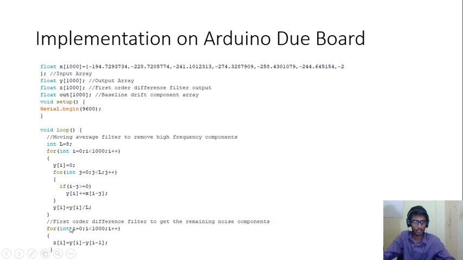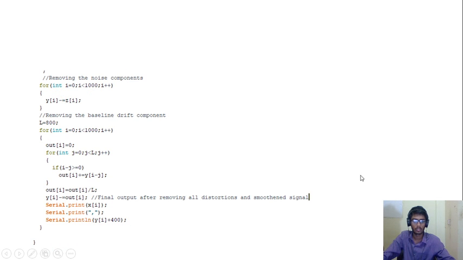Now we'll again pass this signal through a first order difference filter to get the still remaining peaks or the noise component parts in the signal. Z of I actually shows those parts. Now to remove the noise components, we just subtract it from our original signal. And what we obtain here is a high frequency noise free component.